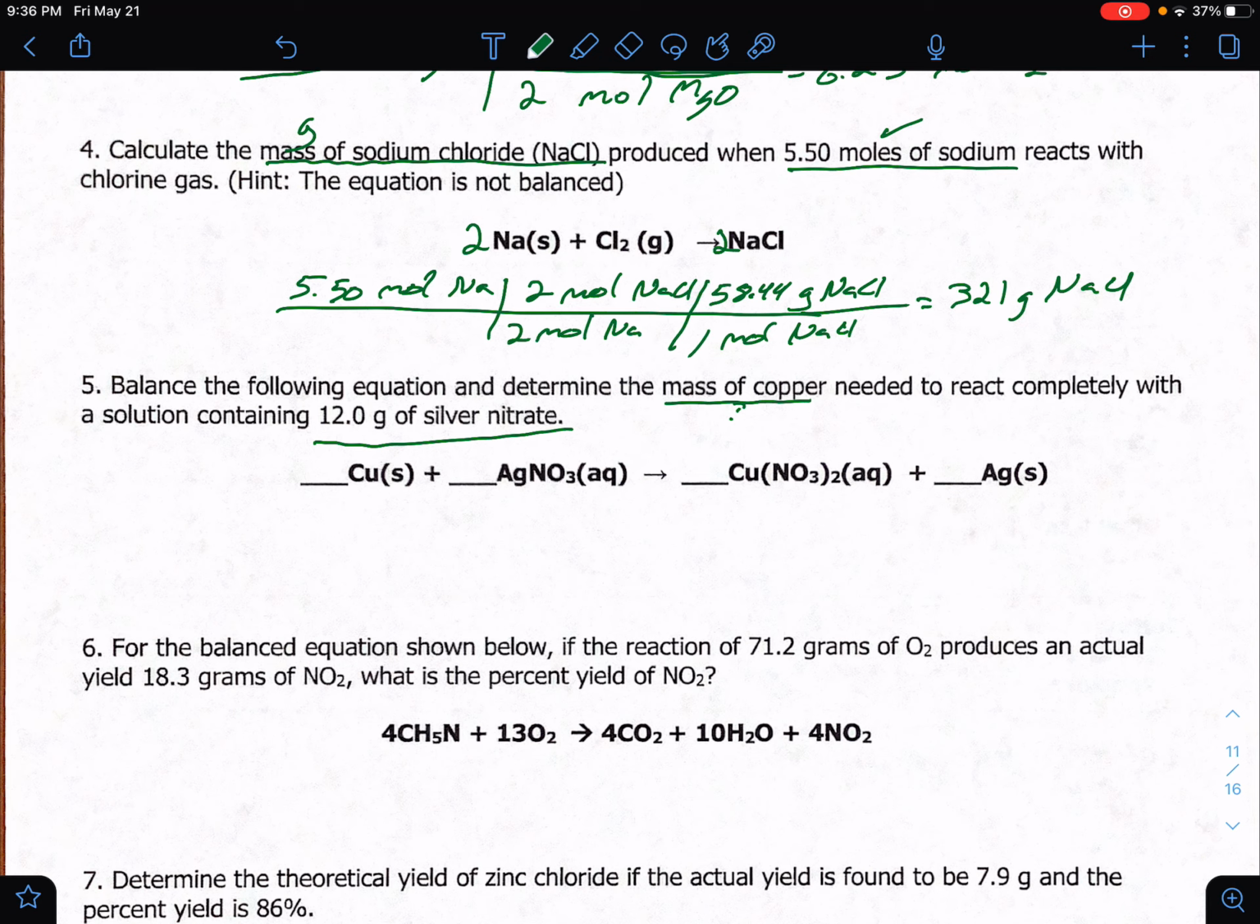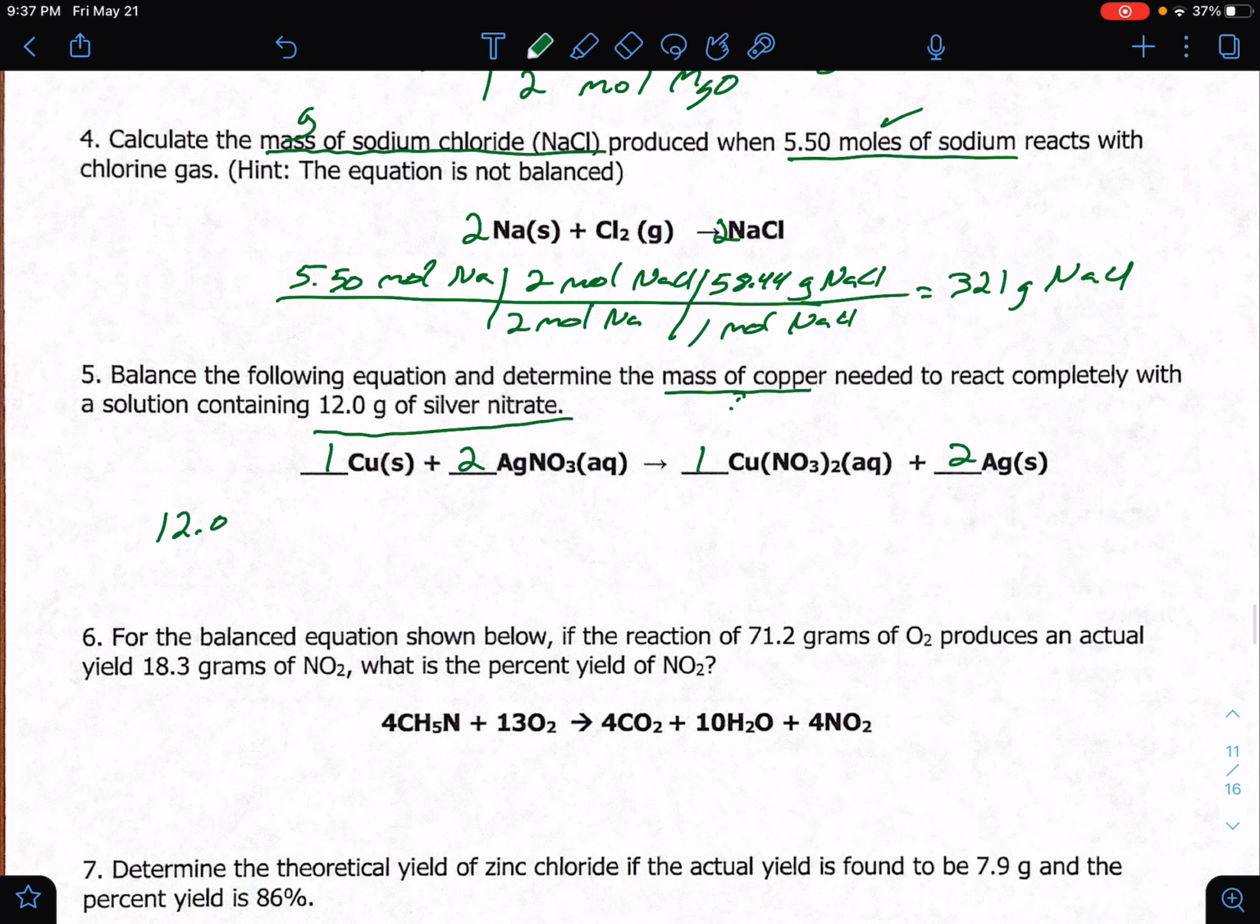Those are good. 1 nitrate on the left, 2 nitrates on the right. So I'm going to need to put a 2 in front of this AgNO3. But now that changes my Ag, so I need 2 on the right, so I'm going to put a 2 in front of this. Now everything is nice and square, so I'm just going to fill in the rest with these 1s just so you can see those. So I'm going to start with 12.0 grams of silver nitrate, so 12.0 grams of AgNO3.